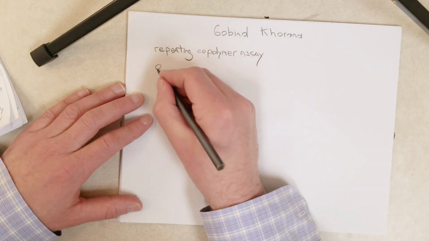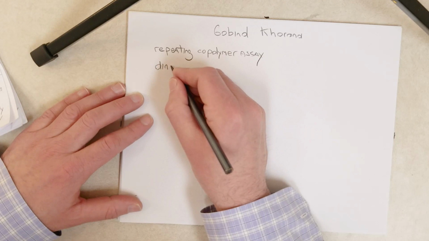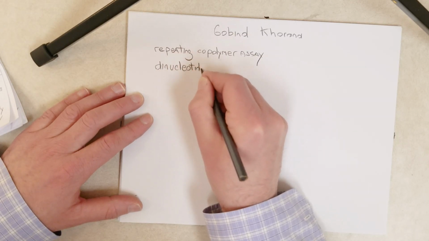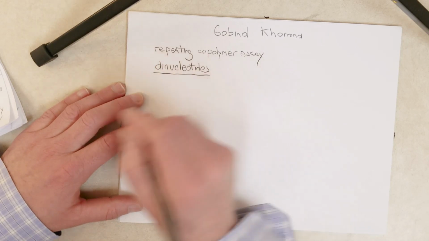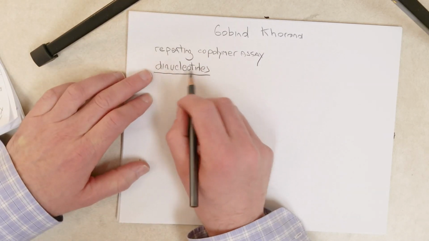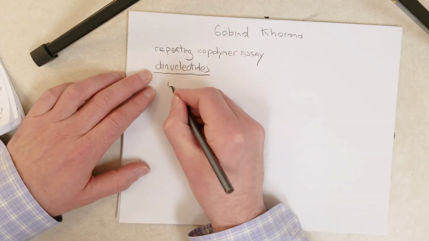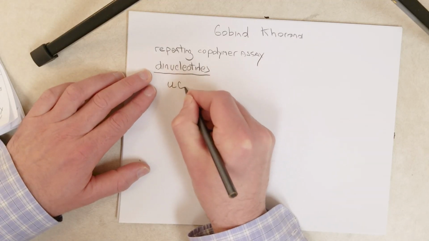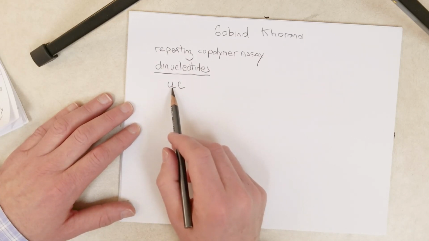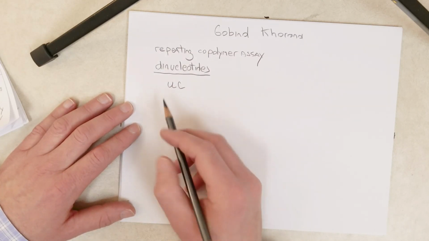Although scientists couldn't synthesize long chains of RNA with a specific sequence, what they could do is make very short chains of RNA of a specific sequence. For example, they could make dinucleotides containing any combination of two nucleotides. In this case, let's say U and C. So they could make millions of molecules of just U and C.